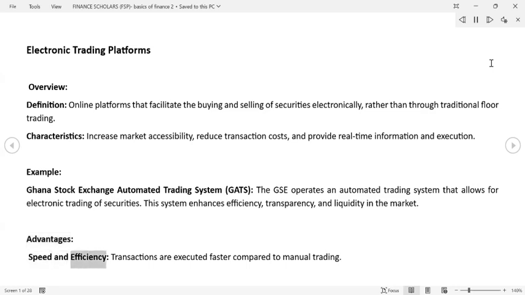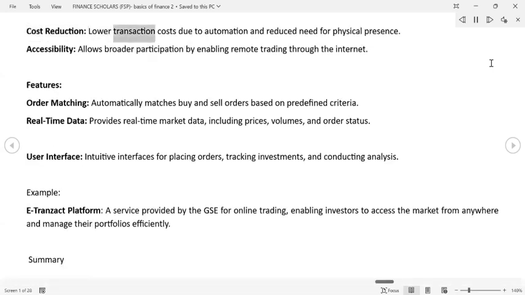Advantages: speed and efficiency. Transactions are executed faster compared to manual trading. Cost reduction. Lower transaction costs due to automation and reduced need for physical presence. Accessibility. Allows broader participation by enabling remote trading through the internet.